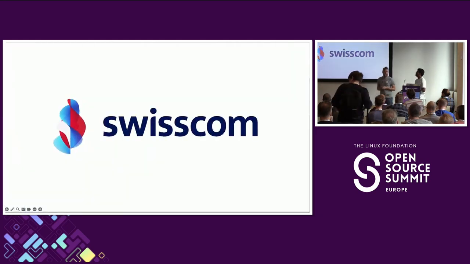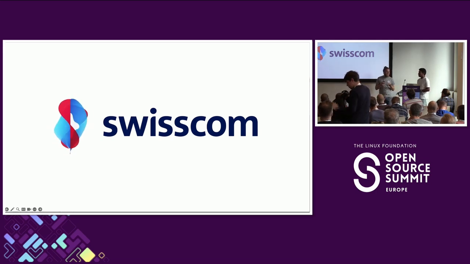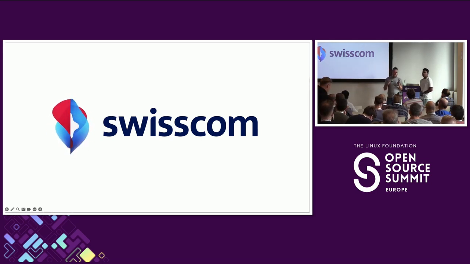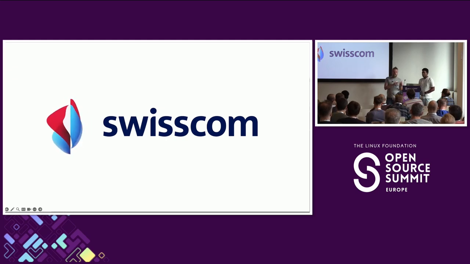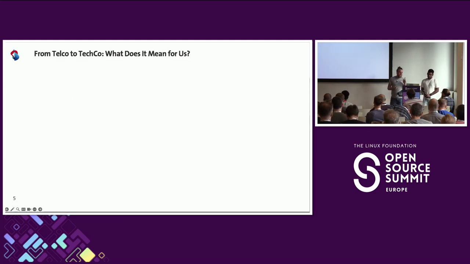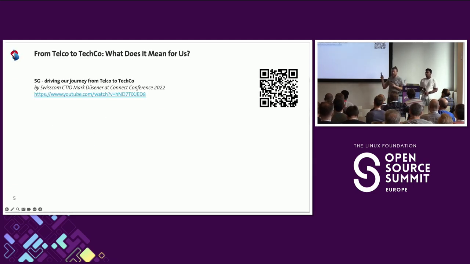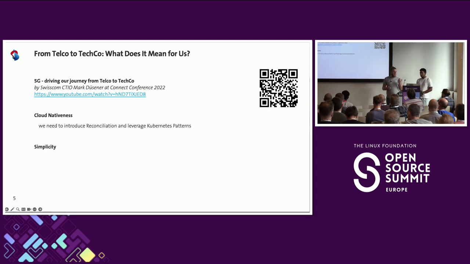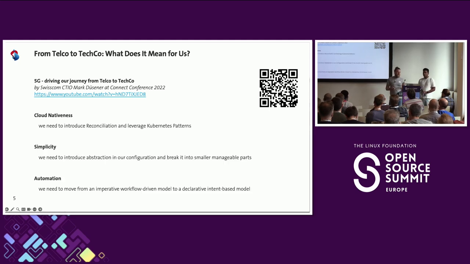Swisscom is the major Swiss telco provider. It's also an IT solutions provider. And the company is currently on the move from being a pure telco to being more of a tech company. We call this from telco to techco. If you're interested in that topic, there is a talk by our CTO about this transition and what it means for Swisscom as a whole. Just a few things to point out that are relevant for us. To achieve that, we need cloud nativeness, we need simplicity in our automations, and we need automation moving to a more intent-driven declarative model.